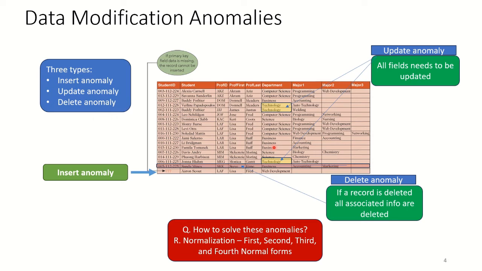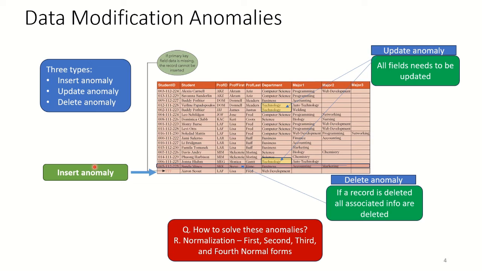So how do you solve these anomalies? The way you can solve it is by normalization. So how does normalization help to solve this problem? Normalization basically takes a single list and converts it into multiple tables that frees the data from the problems associated with insert, update, and delete anomalies. So that's our problem domain.